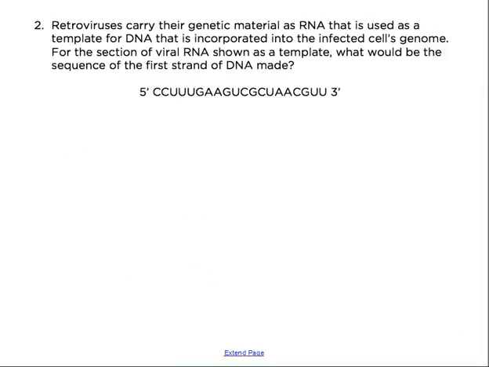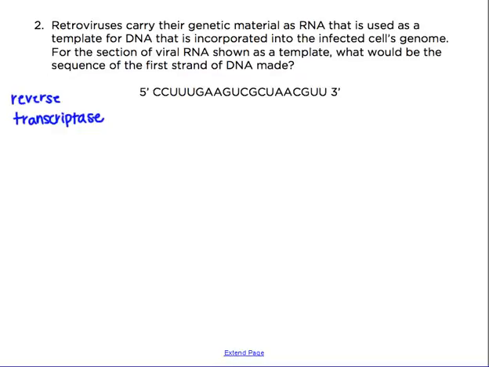Retroviruses carry their genetic material as RNA that is used as a template for DNA that is then incorporated into the infected cell's genome. For the section of viral RNA shown as a template, what would the sequence of the first strand of DNA made? Okay, so viruses that use RNA as their genetic material also carry an enzyme known as reverse transcriptase. And this enzyme uses an RNA template and makes a DNA that goes into the nucleus of the cell, and then actually incorporates into the infected cell's genome.